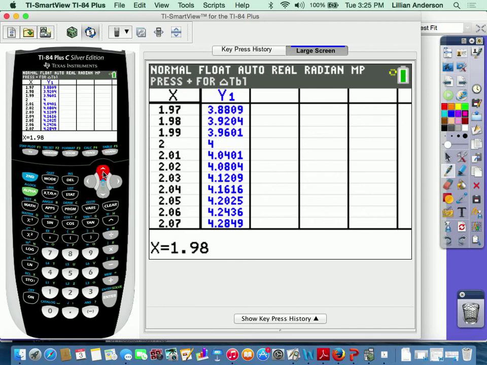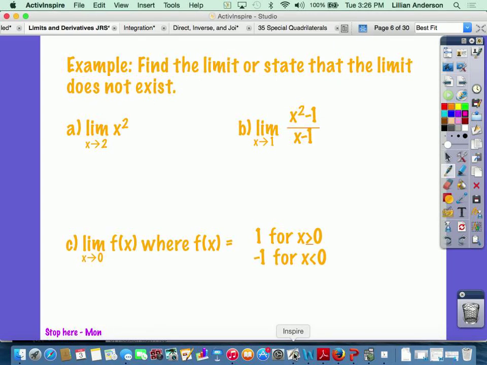From the left hand side, I'm just going to scroll up to look at some of these values. As I'm approaching 2 from the left hand side, I'm getting closer and closer and closer to 4. So the answer to this one would be, the limit as x approaches 2 of x squared equals 4. Okay? Do the same thing for B. Pause this video and do the same thing for B.